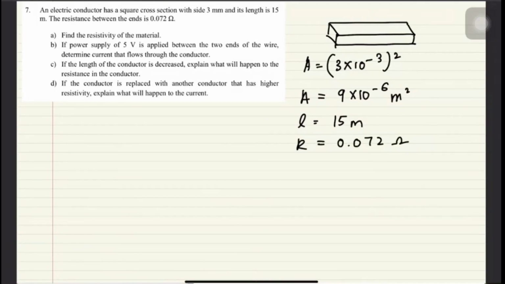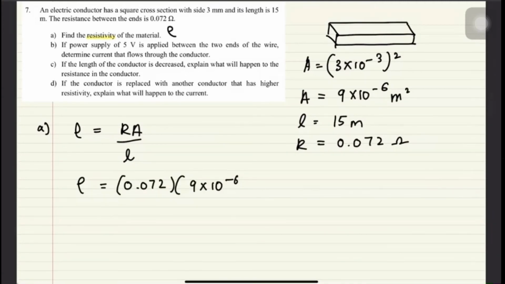Okay, the first question they want you to find the resistivity of the material. Resistivity ni simbol apa? Rho. Very good. So kita kira tu terus lah. Rho sama dengan RA over L. So rho sama dengan 0.072, area is 9 times 10 negative 6, 15 meter. You should get 4.32. And the unit will be ohms meter.